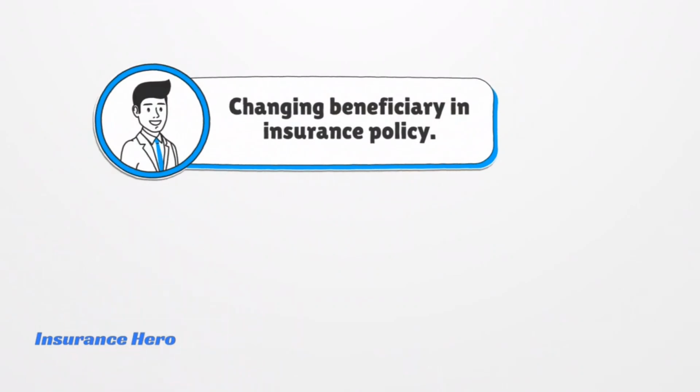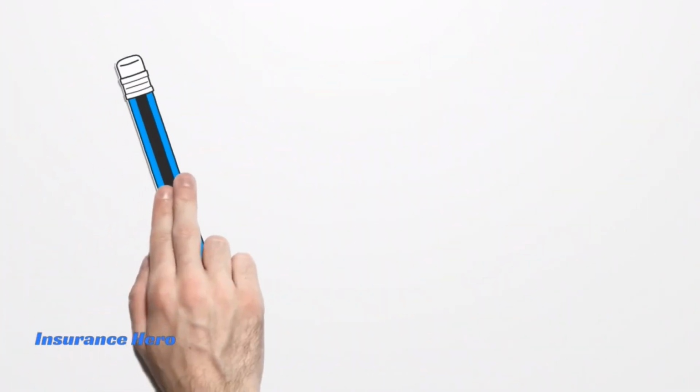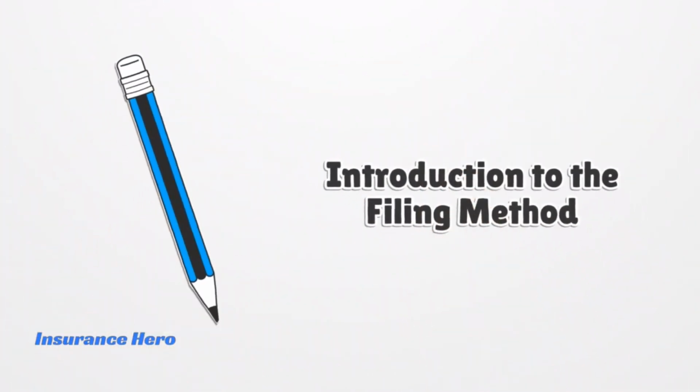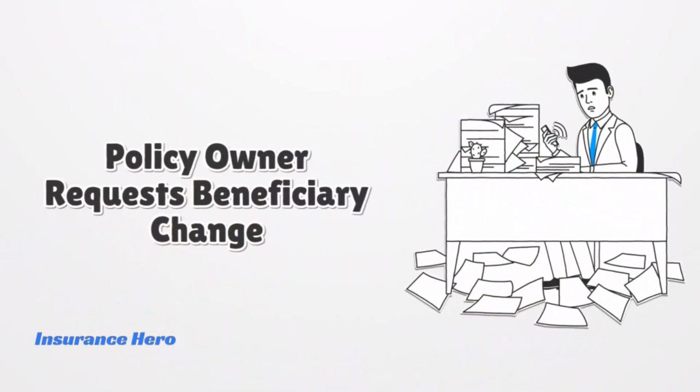The first method is called the filing method. In this case, the policy owner sends a letter to the insurer requesting the beneficiary change. The insurer then notes the change in their files, reflecting the new beneficiary designation for that particular policy.